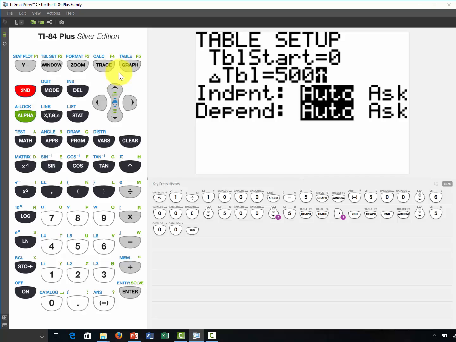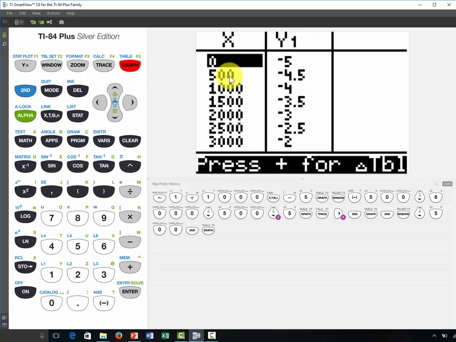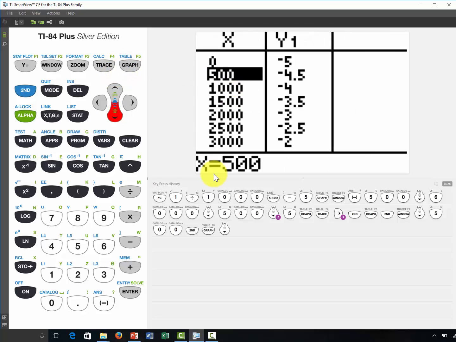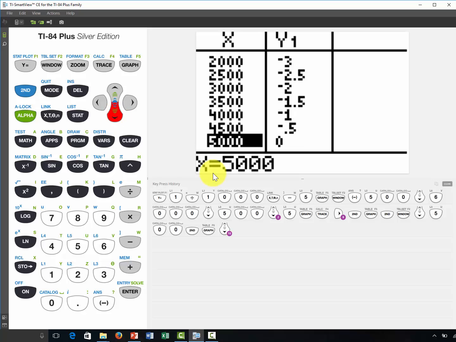So if I hit second and graph again, which is table, here I get a better idea of what's going on. And here is the y-intercept. To find the x-intercept, we keep scrolling down until we see where y is 0, and that's my x-intercept. So we have two ways of identifying the x and y intercepts. We can do it algebraically, or we can do it numerically by using the table feature.